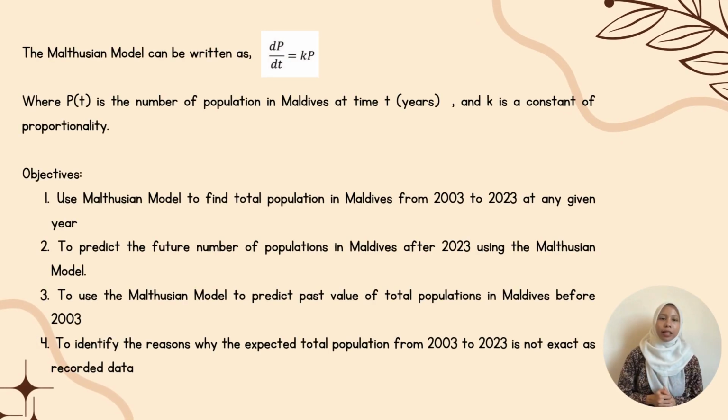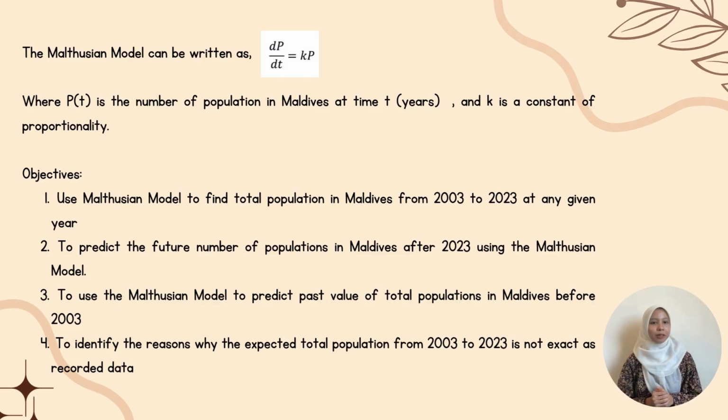The Malthusian model can be written as dP over dt equal to kP, where P is the number of population, t is the time in years, and k is the constant. The objective of this task 1 is to find total population in Maldives from 2003 to 2023 at any given year, and also to predict the future and past value of population. Lastly, it is also to identify the reason why the expected population is not exact as the recorded data that we took from the official website.